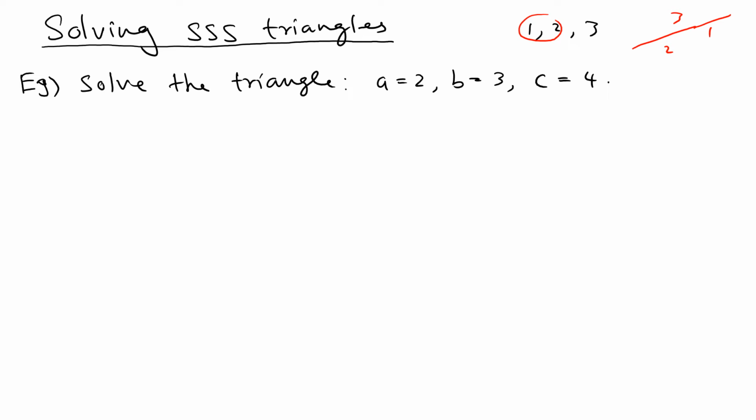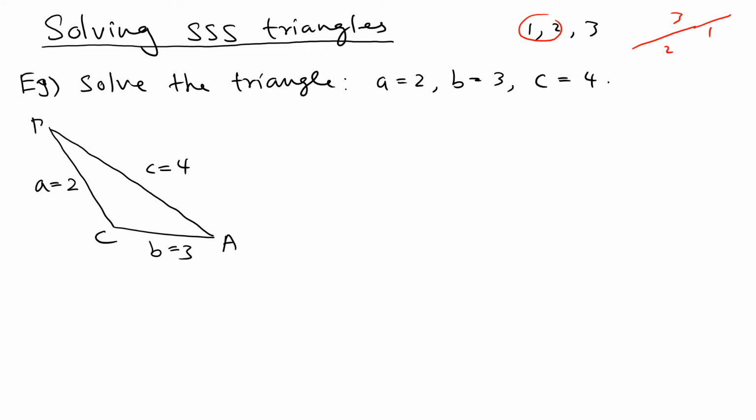Let's draw the triangle first. A equals 2, B equals 3, and C is 4, with the corresponding angles, this is angle A, this is angle B. Your goal is to find C. You can find anything, but we're going to go with C. So let's write the formula.